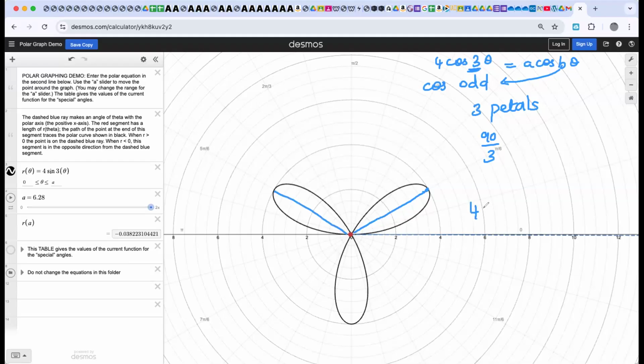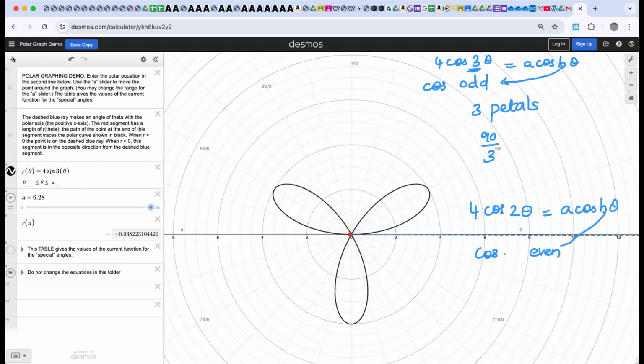Now let's consider 4 cos 2 theta. What do you think will happen? That is also a cos b theta, but now it's different. Do you see? B is even. What will happen, you think? That's a little different. The graph is going to be a little different. It's tricky. Let me erase this graph. I'll go back and go over it again on a blank page, okay?